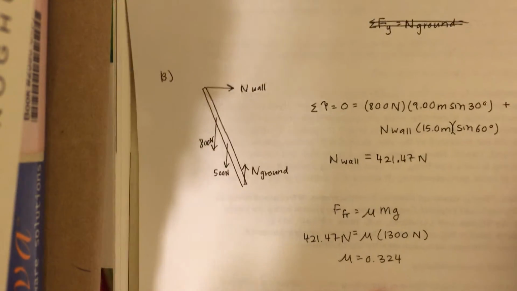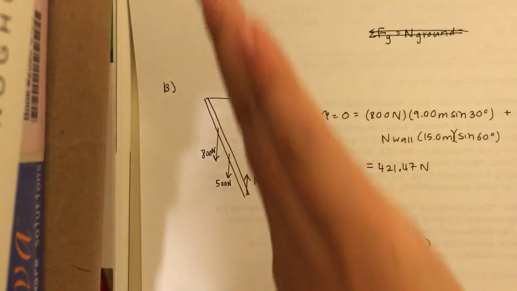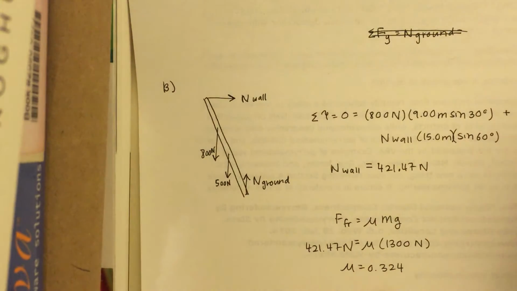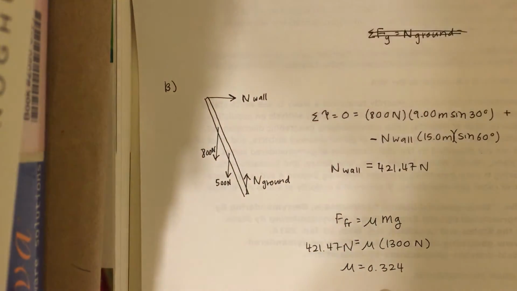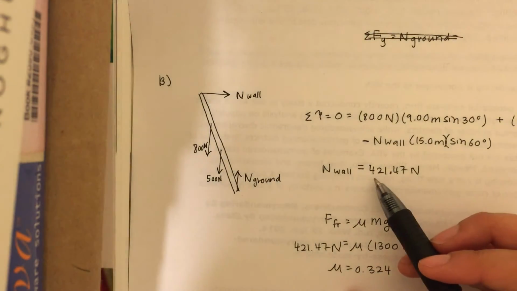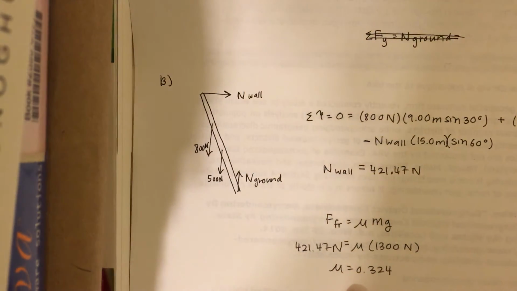Now the wall, although the radius is moving in this direction, the force is outwards. The torque, my thumb, is pointing into the page, which means it's negative. So that's indicated by a minus right here. If you solve that out, you should get that the wall gives off a force of 421.47 Newtons.